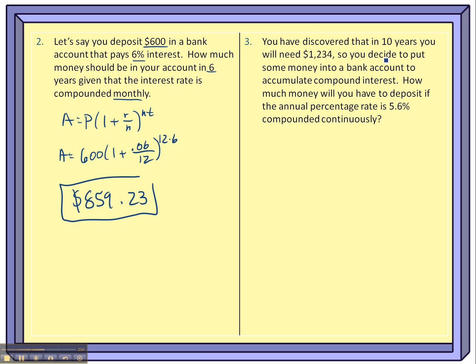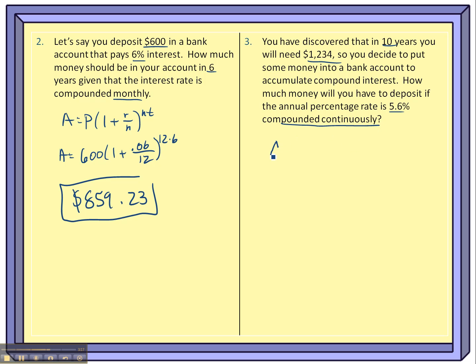So on number 3, here we're basically working this backwards. We want in 10 years to have $1,234. So you're going to put some money into the bank. So it's accumulating compound interest. And we're compounding the interest continuously. That'll tell us that we're going to use the PERT formula. And my interest rate is 5.6%.